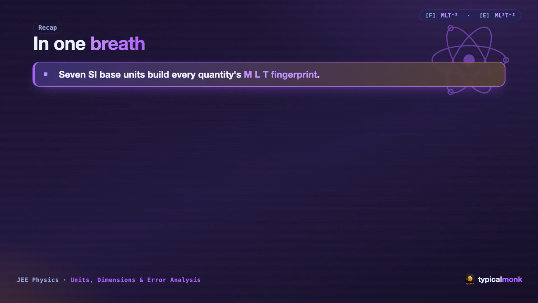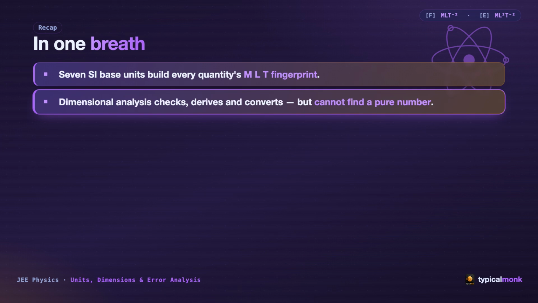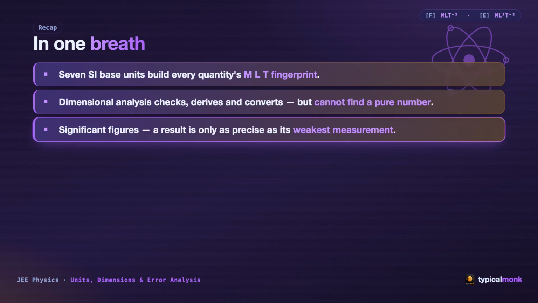Let us gather the whole class in one slow breath. 7 SI base units build every quantity's MLT fingerprint. Dimensional analysis checks equations, derives relations, and converts units, but it can never find a pure number nor look inside a sign or a log. Significant figures keep us honest. Our result is only as precise as its weakest measurement.